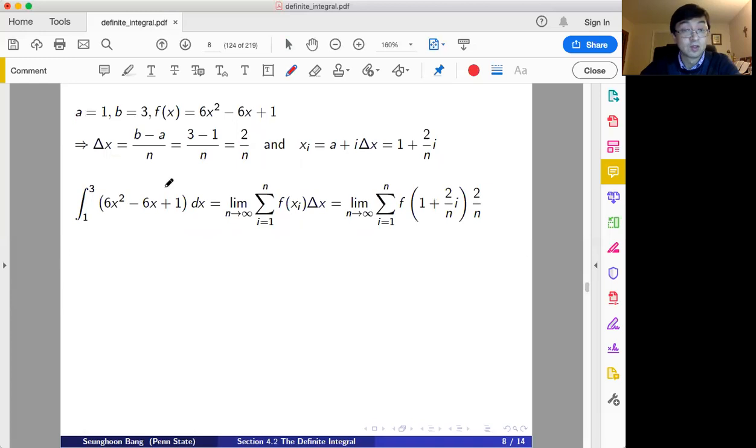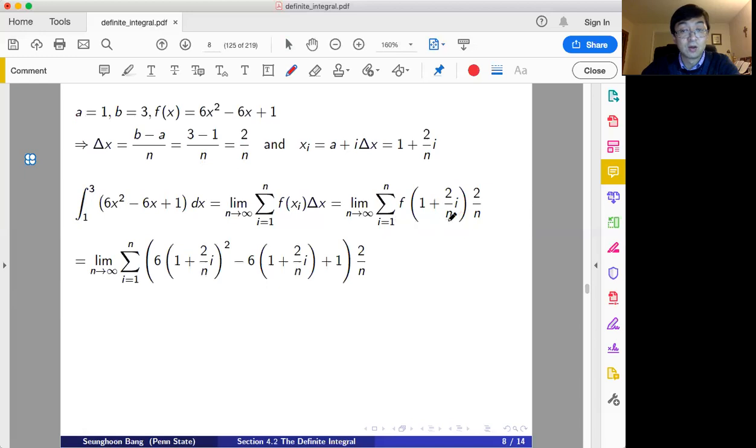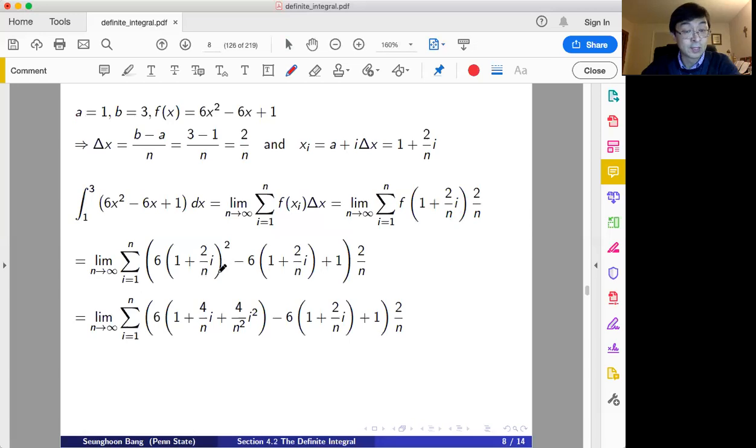The next thing, you have to plug 1 plus 2 over n i into this x. So what's that? You plug 1 plus 2 over n i into this x exactly: 6 times (1 plus 2 over n i) squared, minus 6 times (1 plus 2 over n i), plus 1. The next thing, you have to expand.